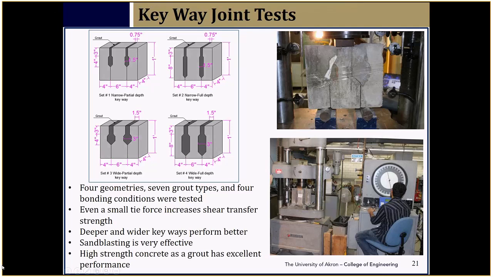Deeper and wider joints definitely perform better than the shallow joints. That's common sense because we have a larger shear area, therefore deeper joints will provide some increase in shear transfer strength. We looked at 7 different grouting options, and the traditional high strength concrete grout with number 8 aggregate gave us very good results in terms of shear transfer strength. The traditional grout doesn't have coarse aggregate, it only has fine aggregates.